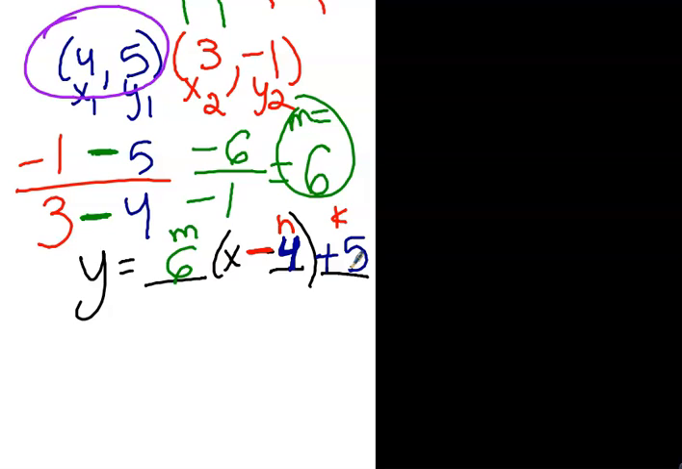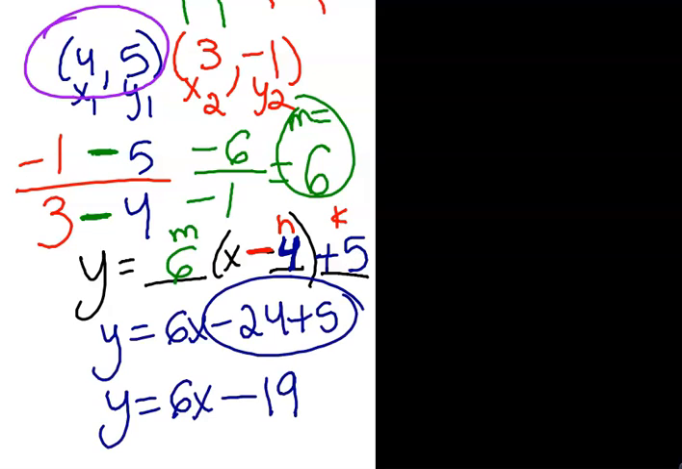So pause the video and check back. All right, so after distributing and combining like terms, you should have gotten y equals 6x minus 19. And that is our mission, getting it in slope-intercept form.